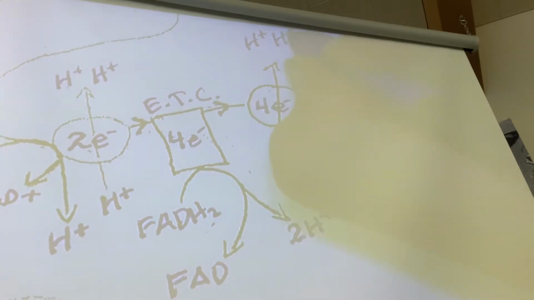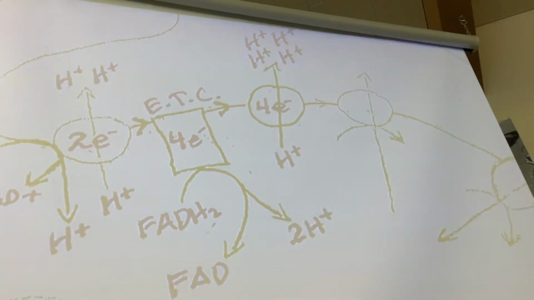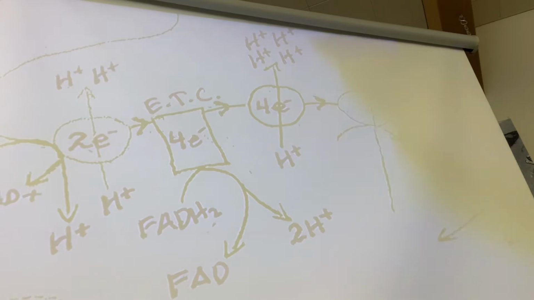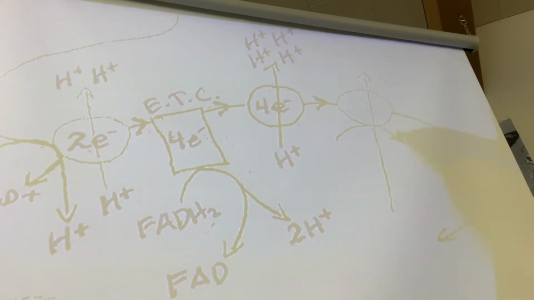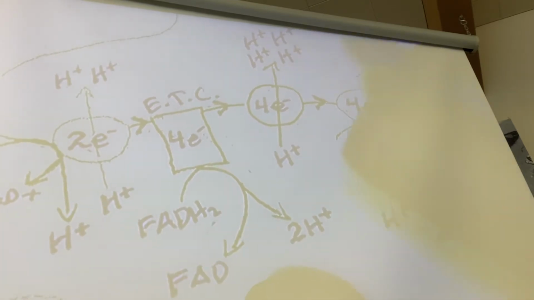H+. See, it's starting to get crowded on that side. Now, these 4 electrons continue to move down the chain, and they're going to end up here at this last protein. This one is also a proton pump. So I'm going to take protons from inside, and transport them across into the intermembrane space. I get how many protons? 4. Right, so I'm going to draw it in. H+.